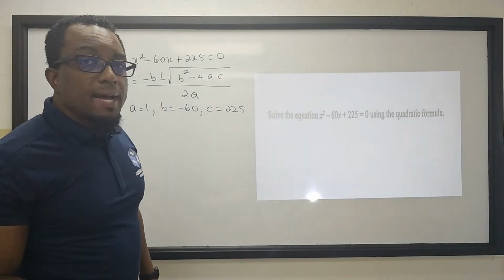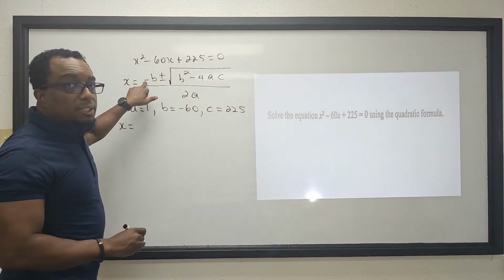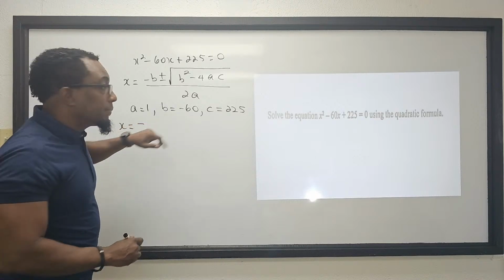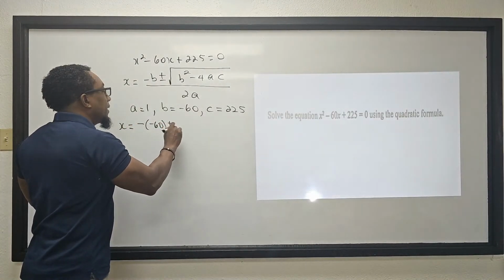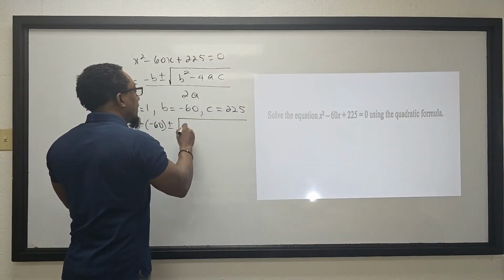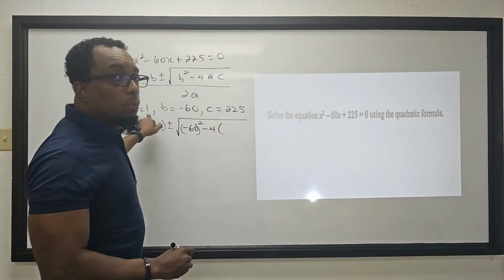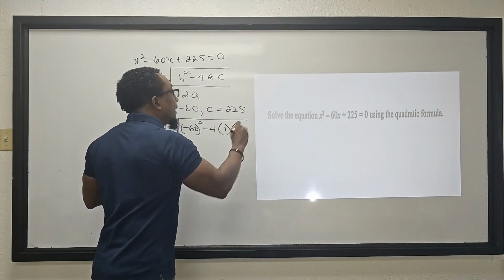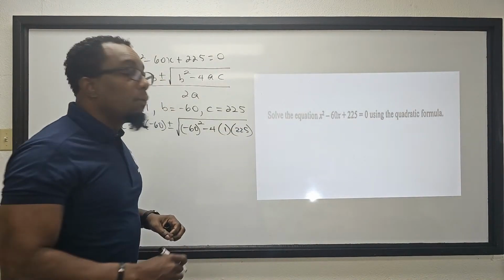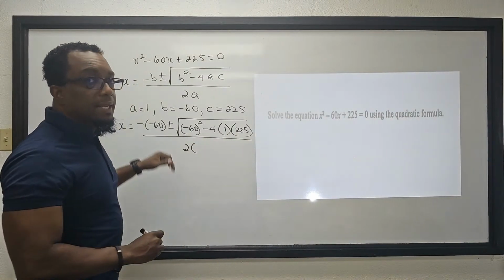So let's substitute all these values into our formula. This is x is equal to, I hold the subtraction sign in front of b. I'm going to replace b with negative 60, which I'm going to put in brackets, plus or minus the square root of b squared, that's negative 60 in brackets, squared, minus 4 times a, which is 1, I put 1 in brackets, and c, which is 225, I place that in brackets, all over 2 times a, I replace a with 1 in brackets.